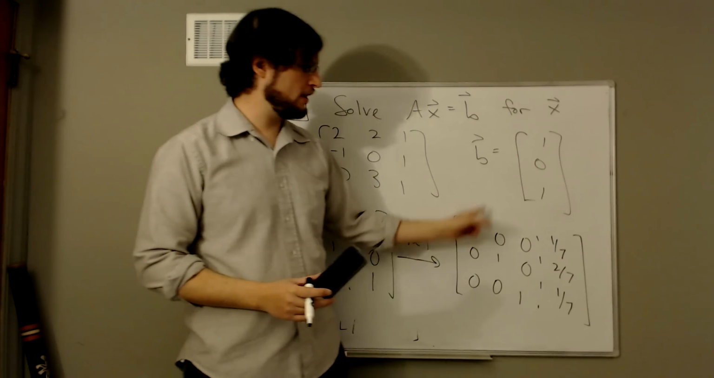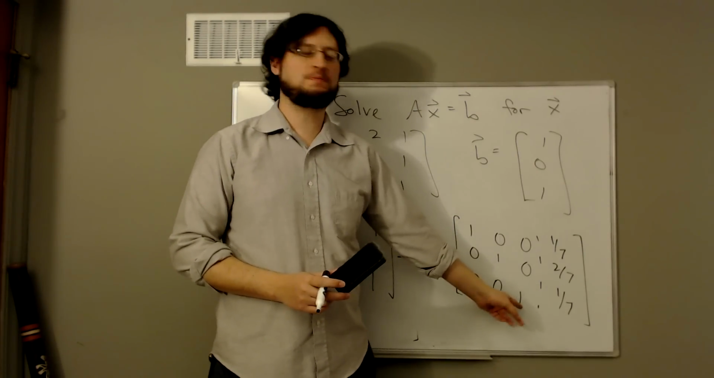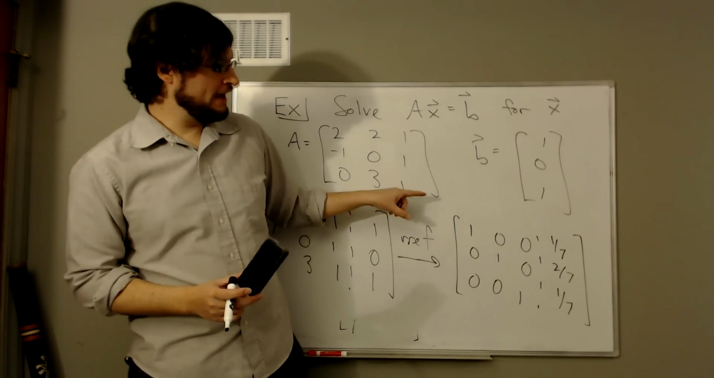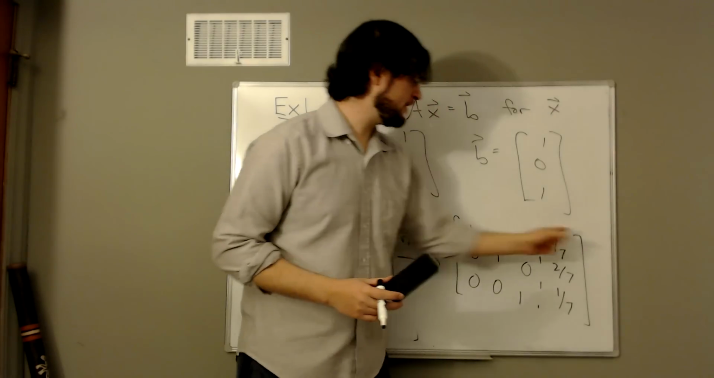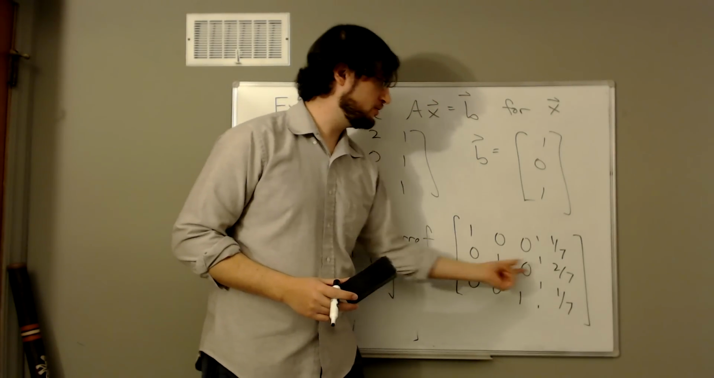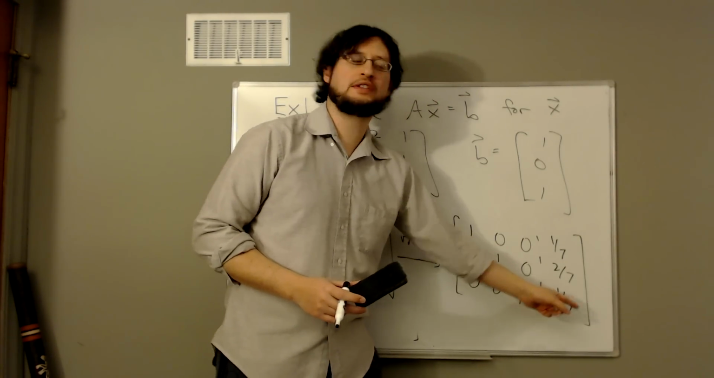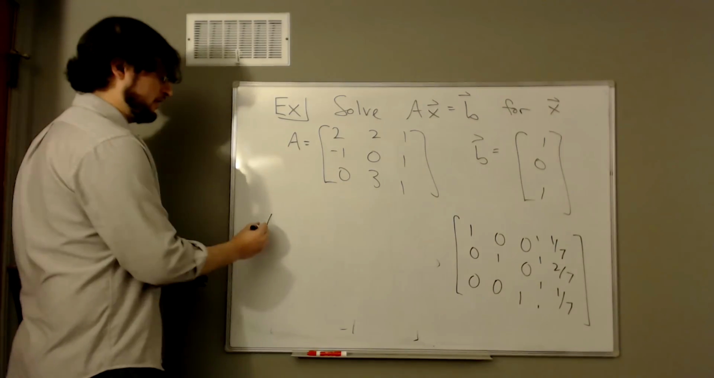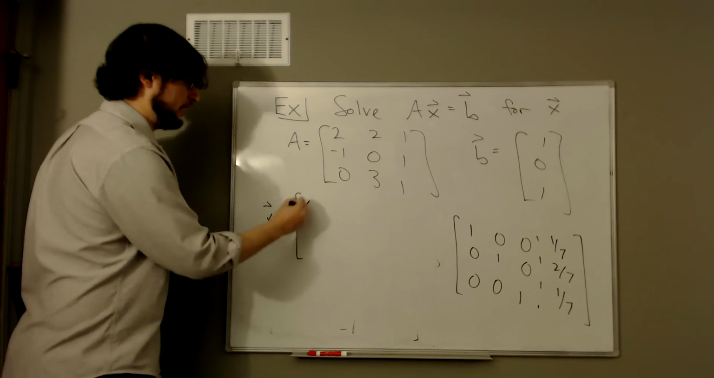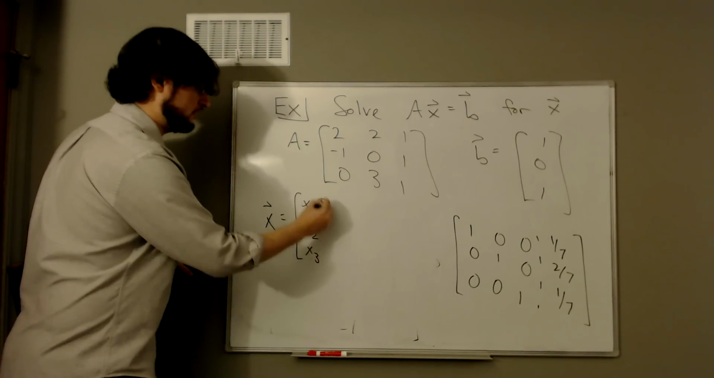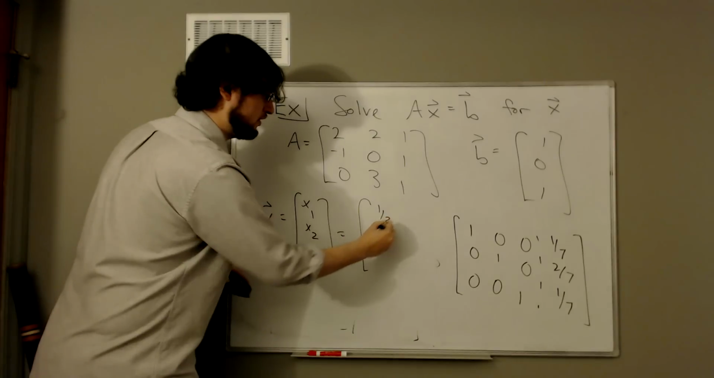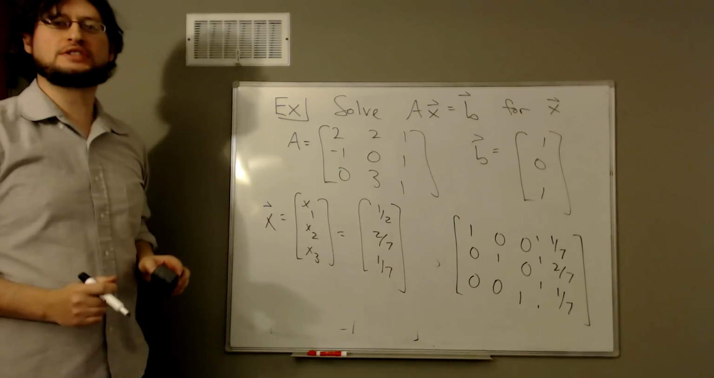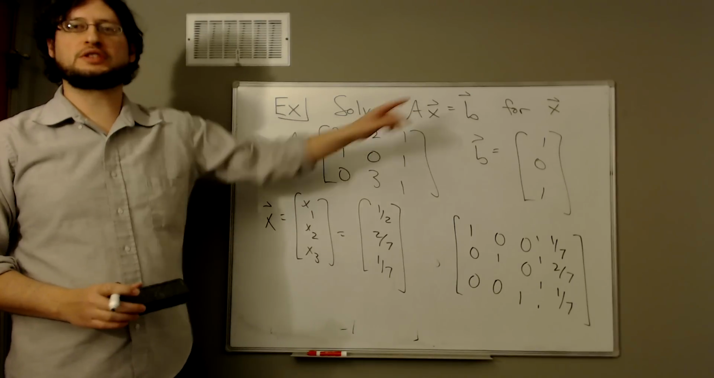There are no free variables. Every column has a pivot, except for the constant columns at the end. And I can see that the answer is exactly this vector. x1 is this, x2 is 2/7, x3 is 1/7, which means that I can write that x is x1, x2, x3, which is 1/7, 2/7, 1/7. And that is the unique solution to this initial system of equations.